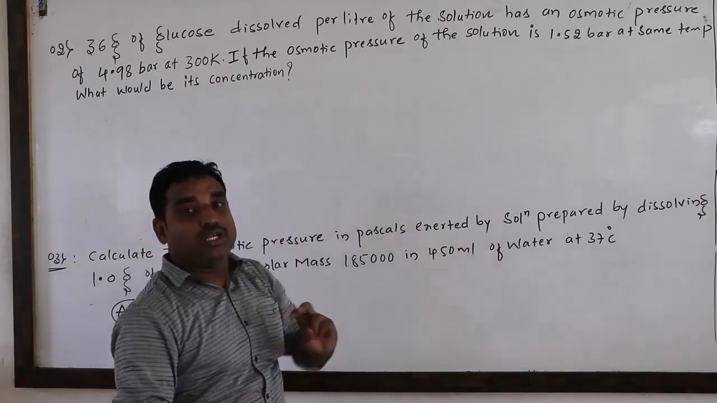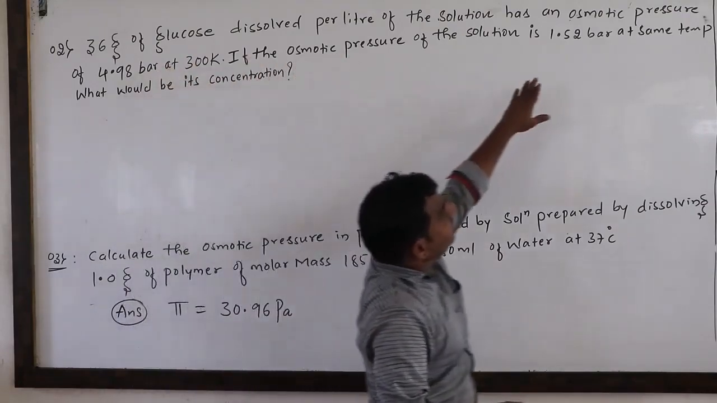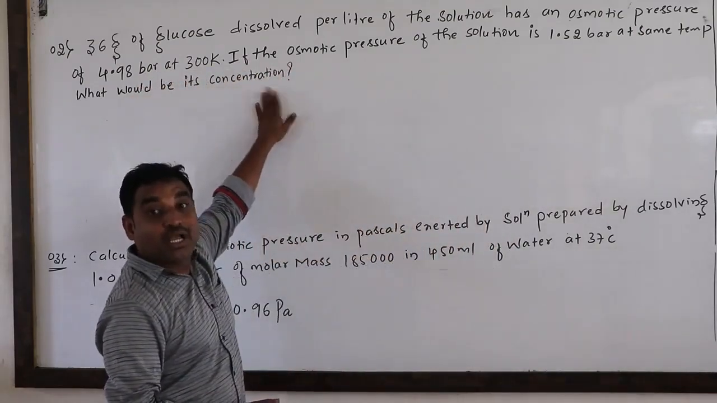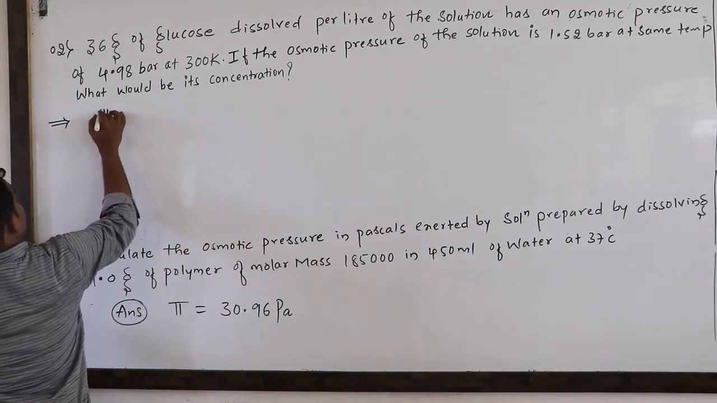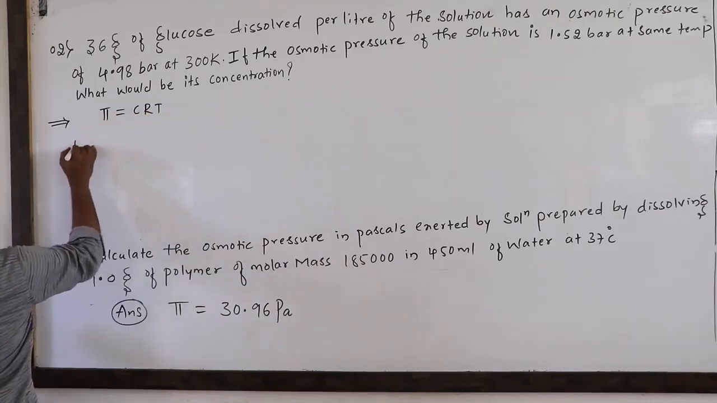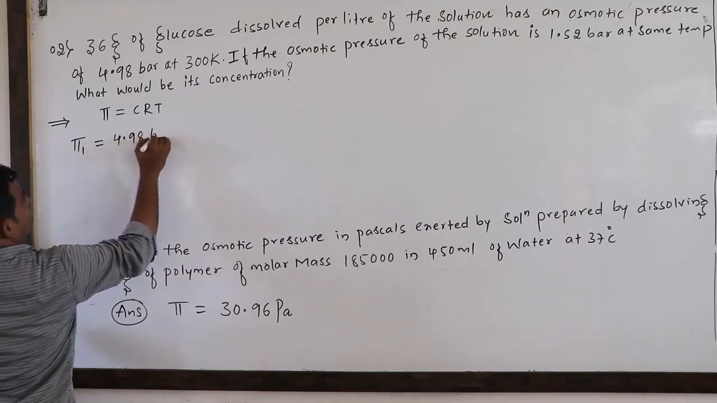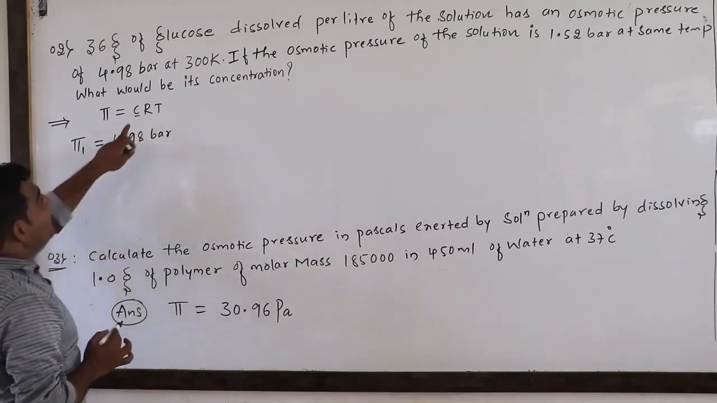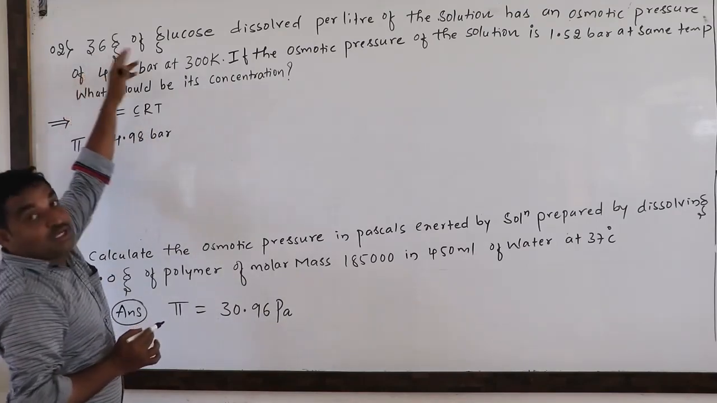So we have two solutions here. One solution having this osmotic pressure, and another solution having this osmotic pressure. One concentration we already know, the second concentration we have to calculate. So what they had given first we have to write. We already know pi is equal to CRT formula. First they had given pi 1, the osmotic pressure of the first solution, 4.98 bar, temperature they had given, and the concentration term, that is molarity, number of moles dissolved per liter of the solution. 36 gram of glucose dissolved per liter of the solution.